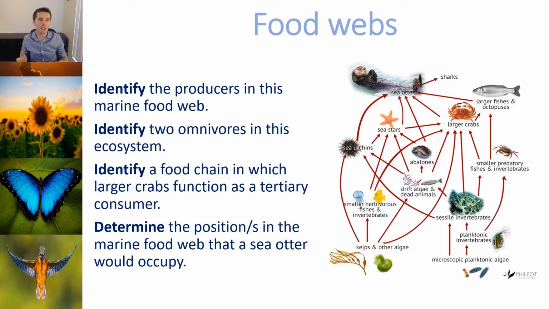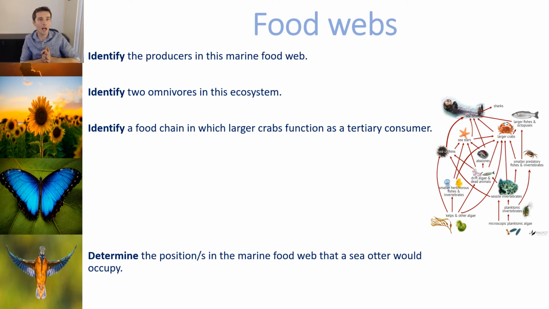Identify the producers in this marine food web, identify two omnivores, identify a food chain in which larger crabs function as a tertiary consumer, and determine the positions in the marine food web that a sea otter would occupy. So pause this video here now and give it a go, and then I want you to flick over and we'll go through the answers.